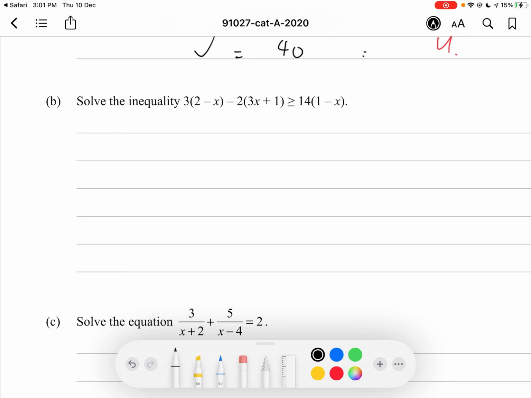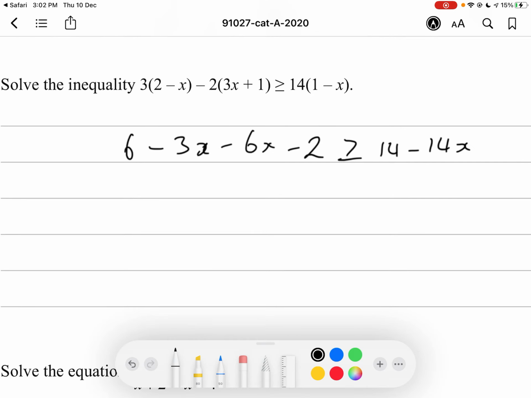So 3 times 2 minus x: 3 times 2 is 6, 3 times negative x is negative 3x, minus 2 times 3x is negative 6x, minus 2 times 1 is negative 2, is greater than or equal to 14 minus 14x. We want to group everything onto one side. First we want to add the like terms. So 6 minus 2 is 4, negative 3x minus 6x is negative 9x, greater than or equal to 14 minus 14x. If we add 14x on both sides, we'll get 4 plus 5x greater than or equal to 14.